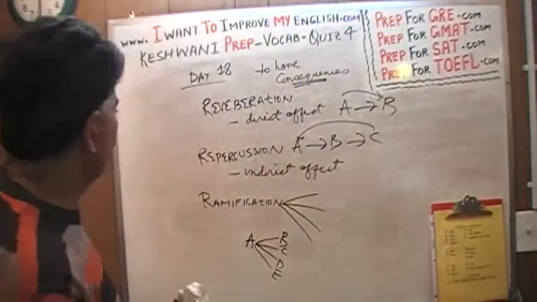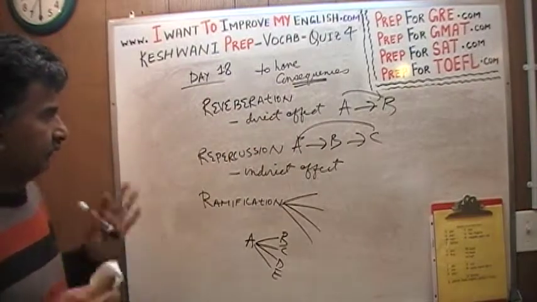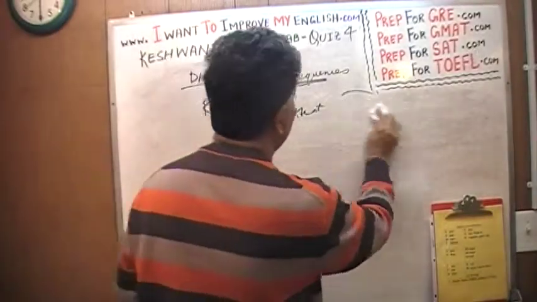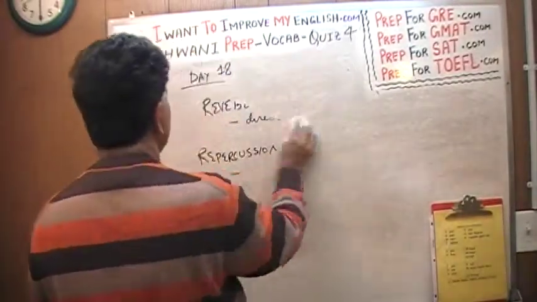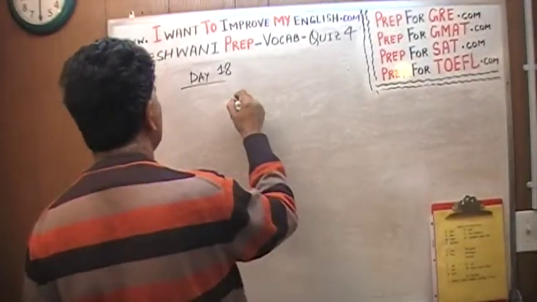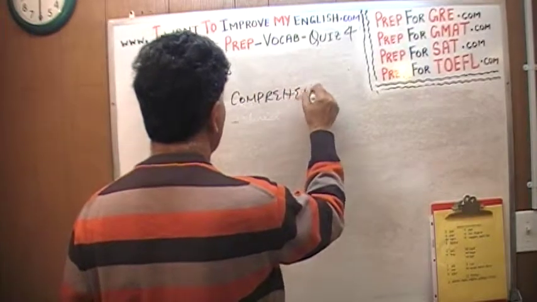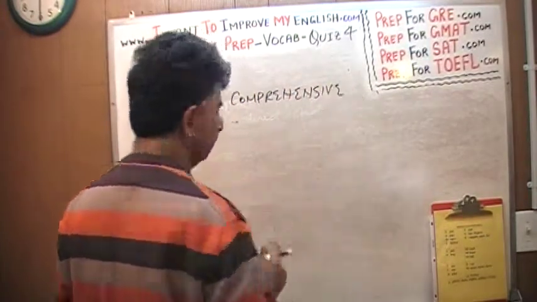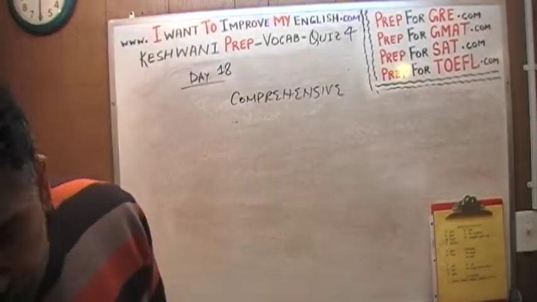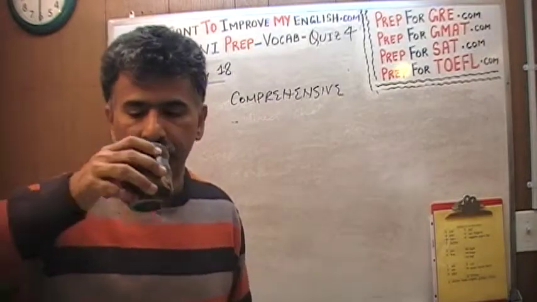Finally, on the same day, on day number 18, we learned one more word which has nothing to do with any of these three words. It was an entirely separate word, and the word was comprehensive. Comprehensive, of course, has two meanings. The first meaning of the word comprehensive comes from the word comprehend, which means to understand, which almost everybody knows.